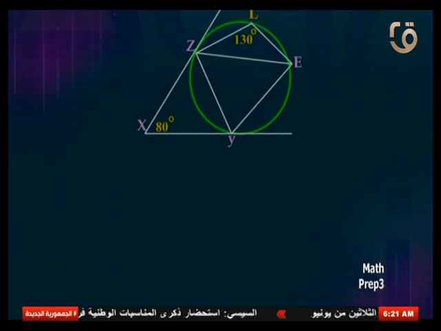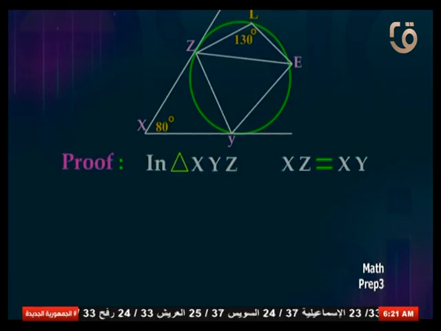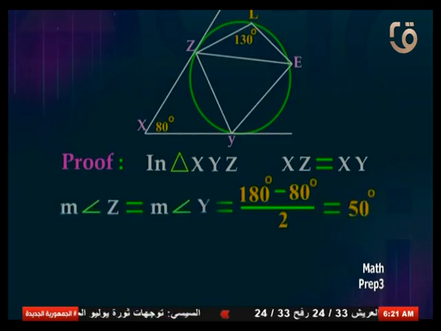At the very beginning, when you look carefully at the figure opposite, you are going to notice that XY and XZ are two tangents drawn from a point outside the circle, so they are equal in length. Then we can say in triangle XYZ, XZ equals XY. Then measure angle Z equals measure angle Y equals (180 minus 80) divided by 2, to obtain a result of 50 degrees. Then the measure of each angle of Z and Y is 50 degrees.